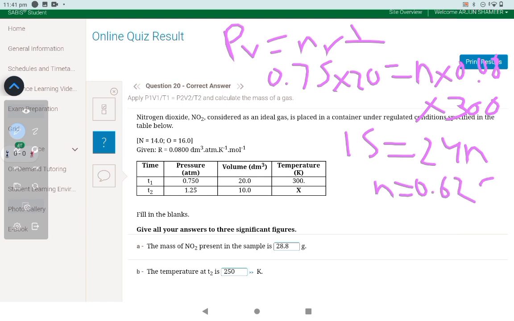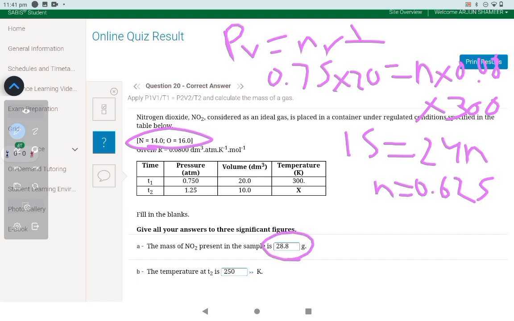Okay, that's the moles. Now we need to find the mass. So mass is moles times molar mass. And NO2 molar mass is 16 times 2 plus 14. So 32 plus 14, we get 46. Yeah, we do 2 O's and 1 N. Okay. 46 multiplied by 0.625 leaves us with 28.75. We round that off, we get 28.8.